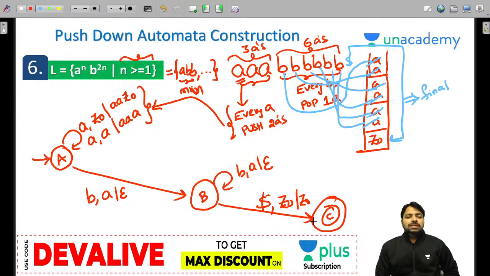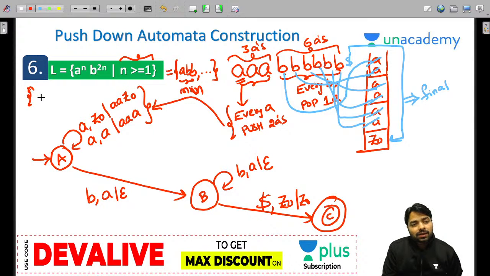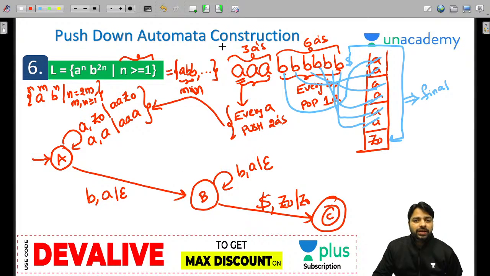Right? This is B's twice the A's. Number of B's twice the A's. People can write it some other way: A power M, B power N, such that N is equal to 2M, where M, N greater than or equal to 1. This is another way to write it. The number of B's should be twice the number of A's.